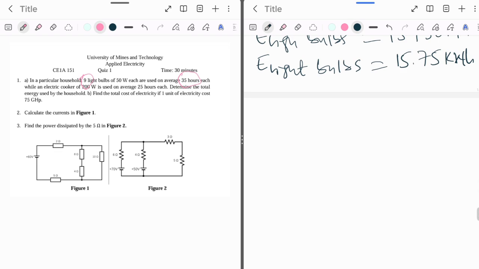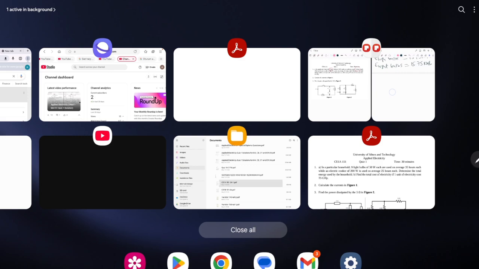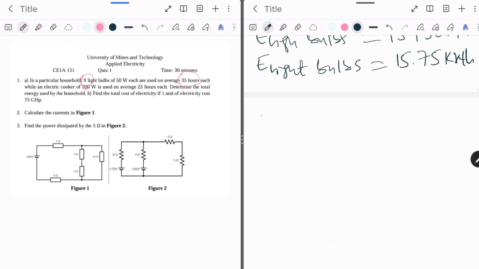So now we continue with the question. An electric cooker of 200 watts is used on average 25 hours each. So we are going to calculate the energy consumed by the electric cooker. Energy consumed by the electric cooker here.